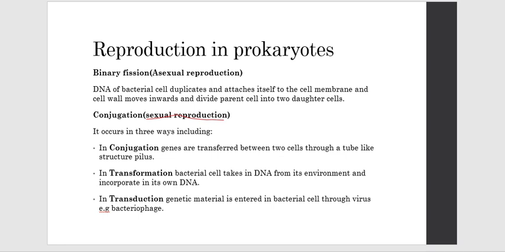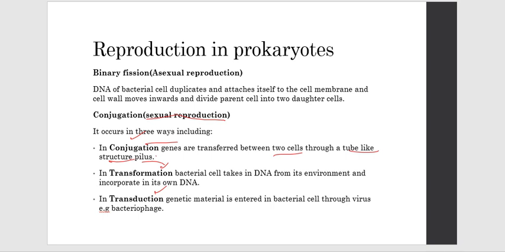Sexual reproduction. Sexual reproduction takes place in three ways: conjugation, transformation, and transduction. Conjugation means the genes are transferred between two cells through a tube-like structure, the pilus. A tube-like structure is formed between the two bacteria, and the genes are passed from one bacterium to the other and from the second bacterium to the first one.